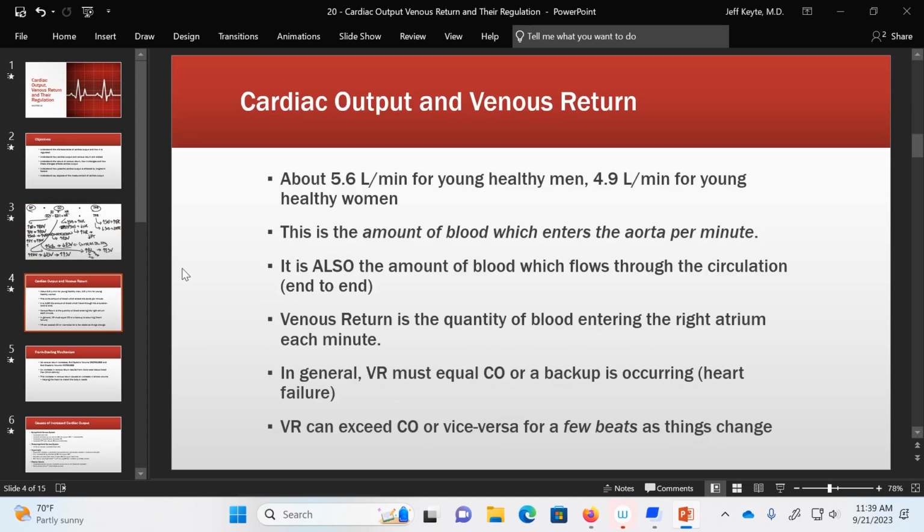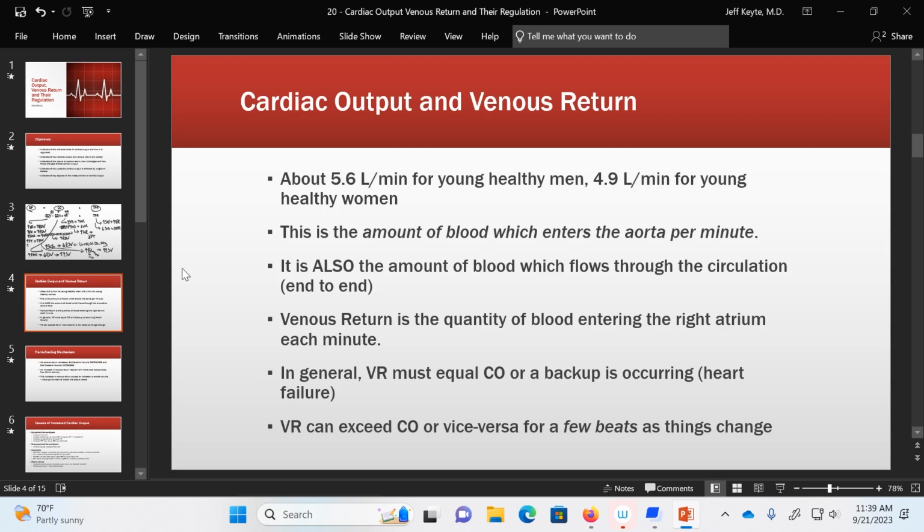Okay, so a proper introduction to cardiac output, which I haven't done yet. Cardiac output: how much the heart pumps per unit time, okay? Stroke volume times heart rate. 5.6 liters in young, healthy men, 4.9 liters in young, healthy women.